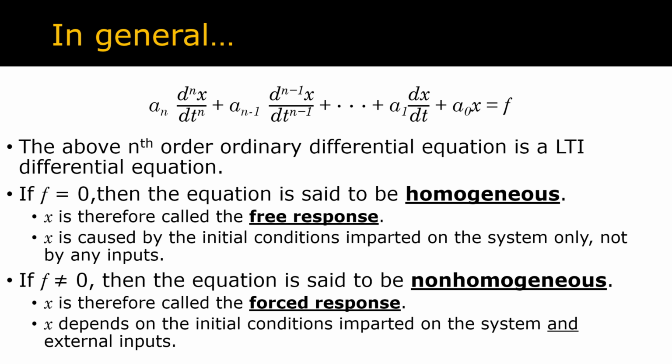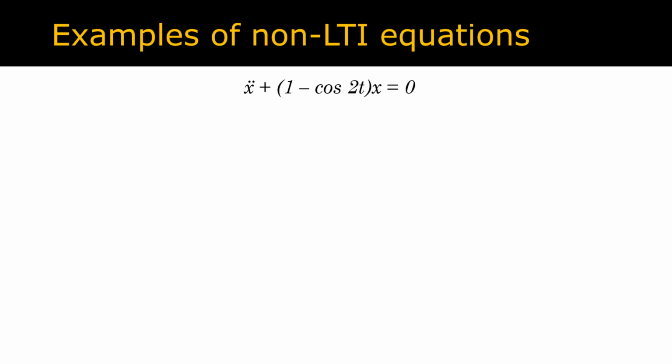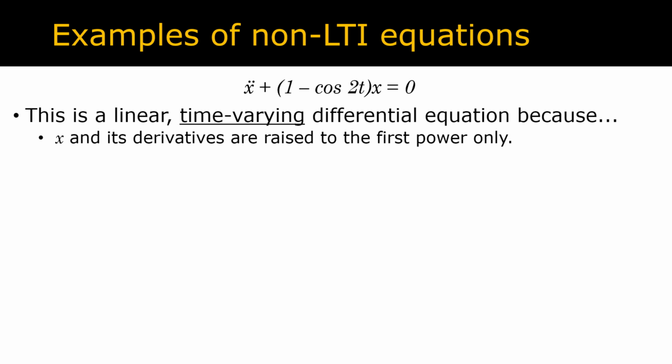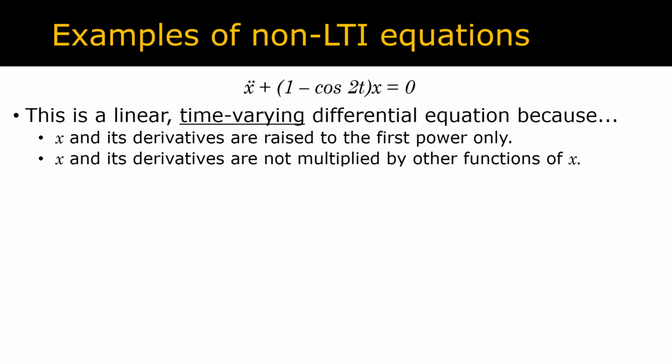So the equations that we have discussed thus far are all linear time invariant differential equations. What are examples of non-LTI differential equations? Let's take a look at this equation. This is a linear time varying differential equation. The reason why it's a linear equation is because x and its derivatives are raised to the first power only, and x and its derivatives are not multiplied by other functions of x. However, this is a time-varying differential equation because the coefficient 1 minus cosine 2t varies with time.